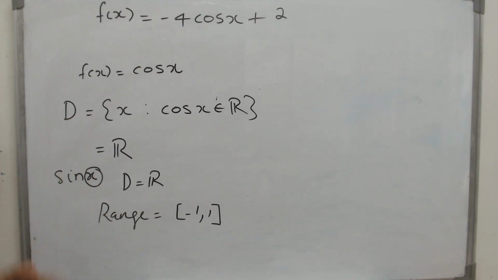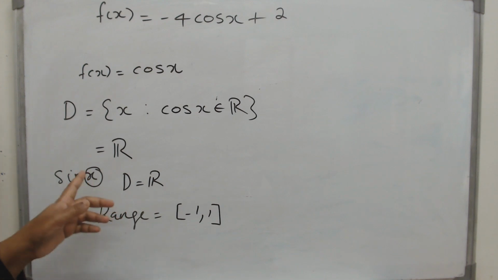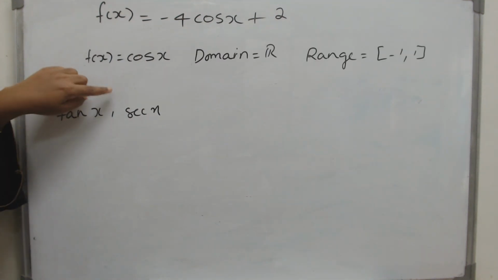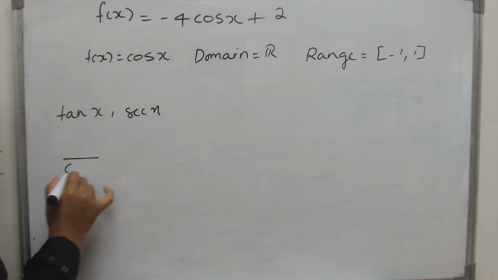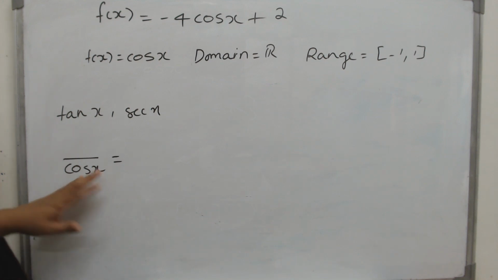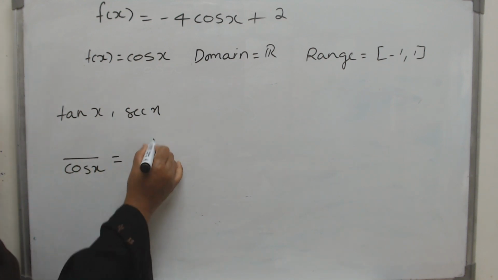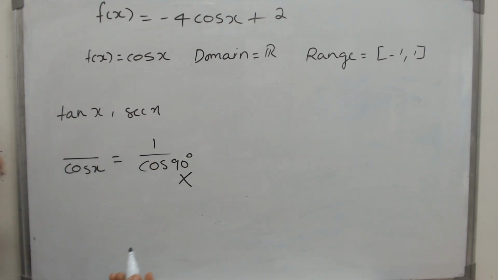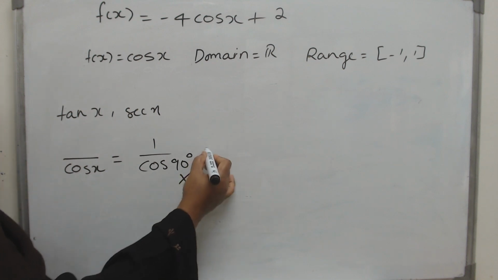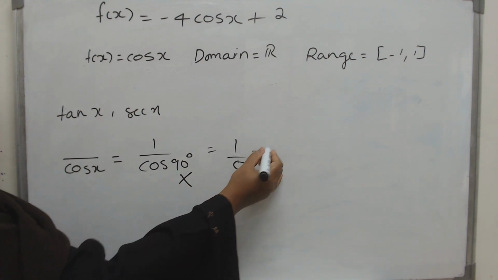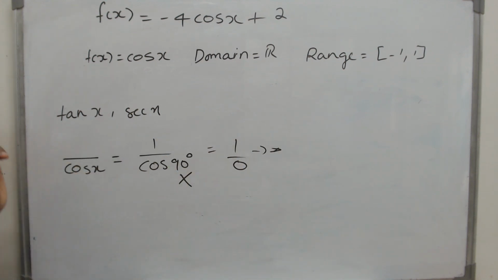But then the other 4 trigonometric ratios are not this well behaved. For example, if you take tan x and sec x, both of them have a cos x in their denominator, which means x cannot be, for example, 90 degrees. Why is that? Because cos of 90 is 0. So what you are having is 1 by 0. We cannot have a rational number with the denominator 0 because it will tend to infinity.